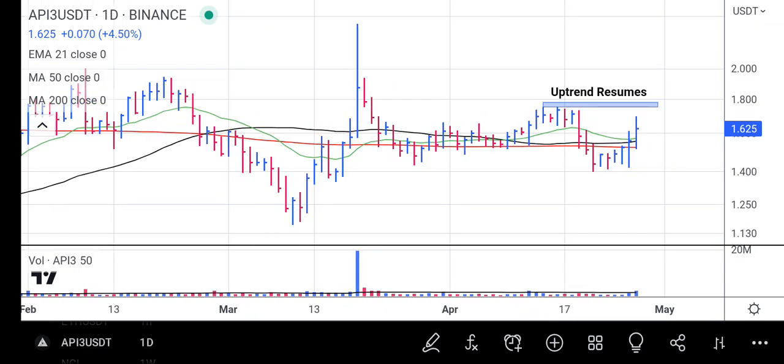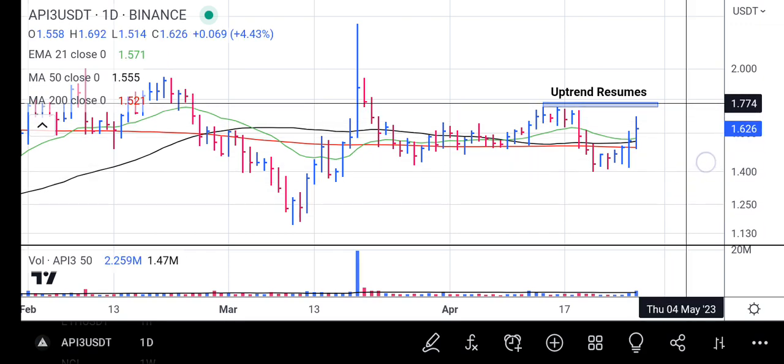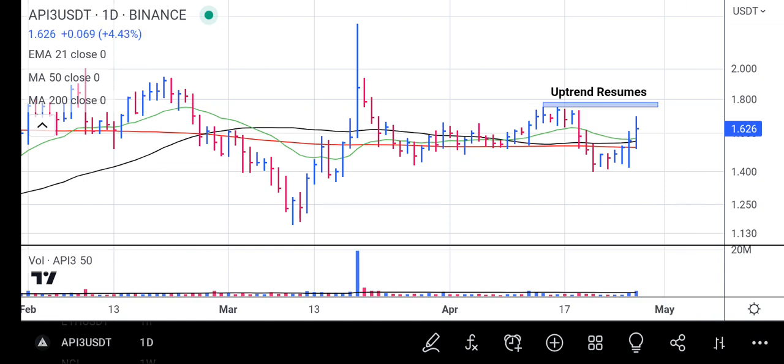We'll be watching Api3 closely. Immediately Api3 rises above the top of its resistance zone, we expect an uptrend to resume. That is my analysis on Api3.